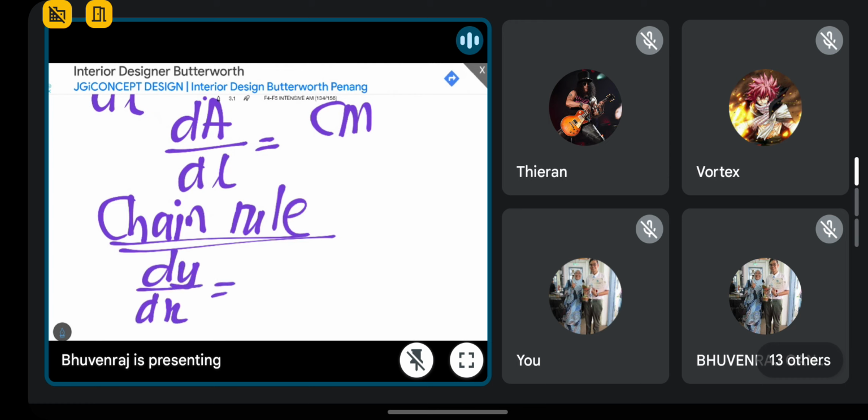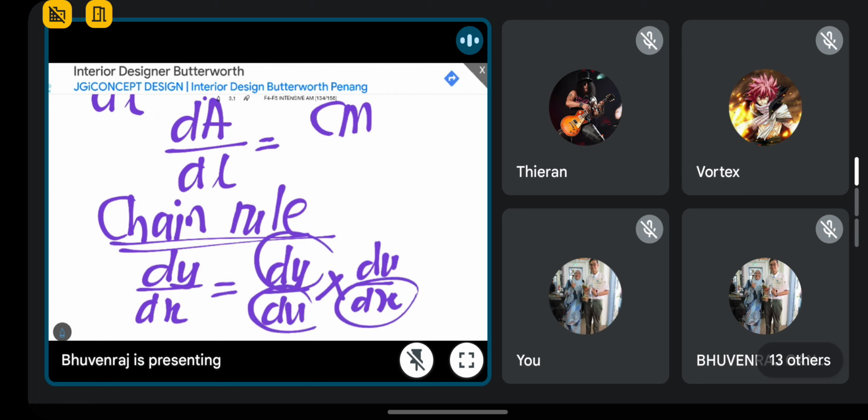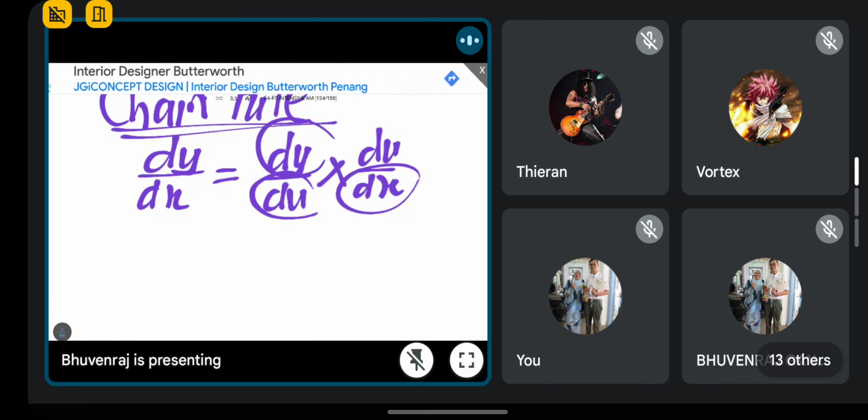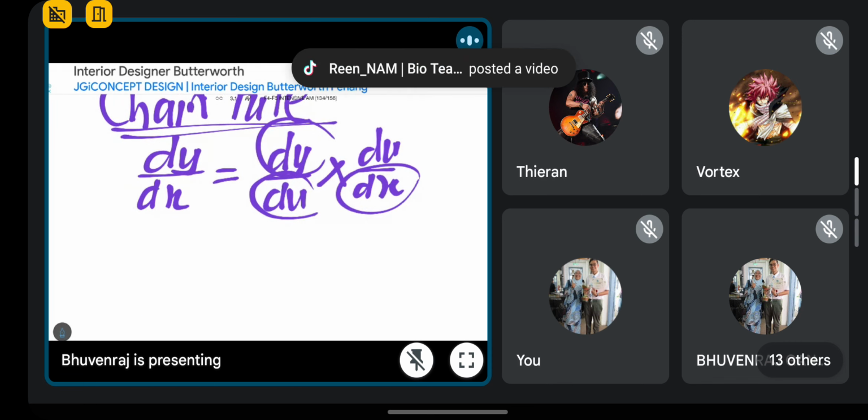Example I can give you: dy over dx equals dy over du times du over dx. This is the formula, guys, untuk petua rantai. Chain rule means over here you are actually involving three quantities. Kamu melibatkan perubahan tiga kuantiti kat sini: the y, the u, and also the x. So this is how you form the chain rule. Okay, guys? Until here, clear? Before I go to some examples on this rate of change.